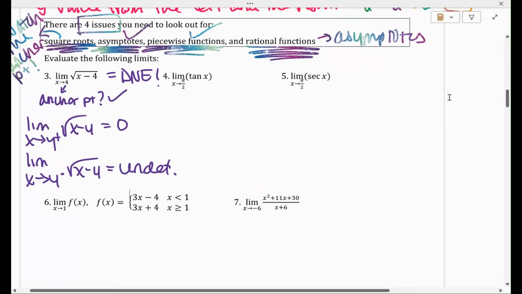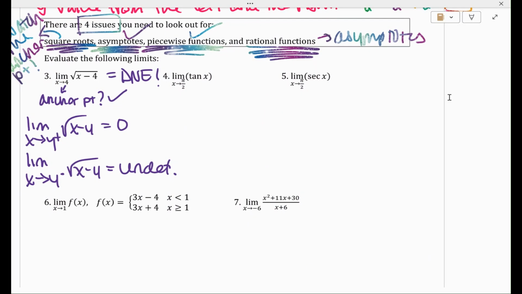This is where we left off on our notes for today. We were talking about evaluating limits, especially when there can be some issues. We started talking about square roots, and we talked about there was a transformation to the right 4, and that's where the new anchor point was.